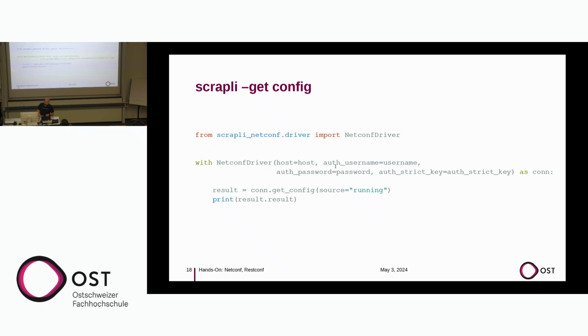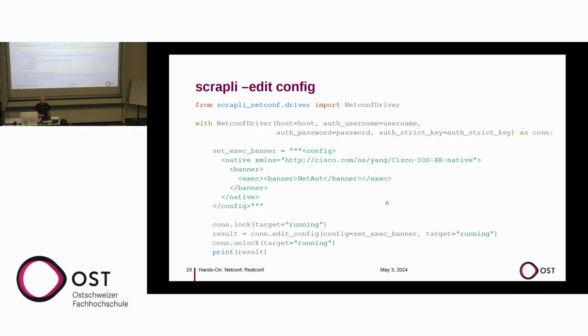So to get config from scrapli, we would just create this object, netconf driver, with all the data we need, and then also with context manager again, we would make a get config running. So this looks pretty similar to the ncclient, but in the background the implementation is definitely different. Yeah, but we can here get the get config, but of course we can also edit config, the same example.